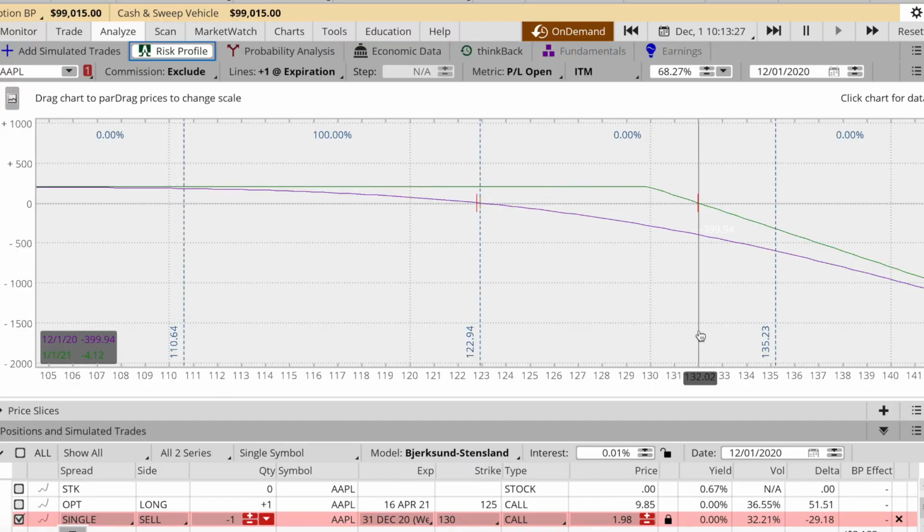Now this looks a lot different because we sold the contract. So we make money if anywhere between $132 all the way down on this contract. And that should make sense because we're getting paid to put this contract on. We have sold it for $198. So that is the most amount of money that we can make on this contract as sellers.